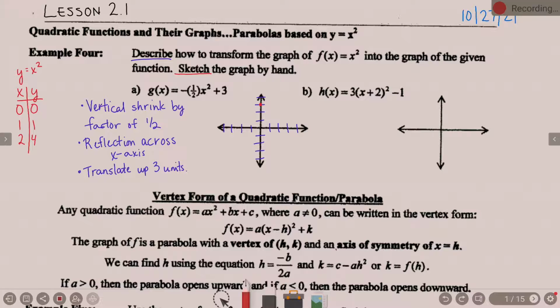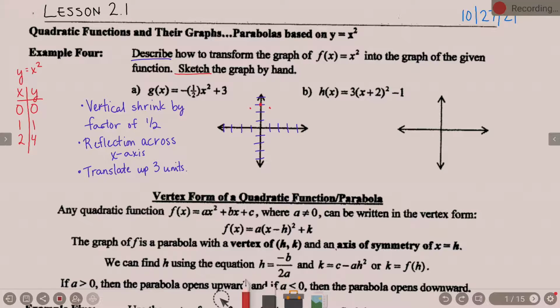If we're going to shrink it by 1/2, instead of going over 1, down 1, we're going to go over 1 what? What's half of 1? 1/2. So kind of annoying, but we're going to go over 1, down 1/2. Hard to show on this. We're going to do that on both sides. So over 1, down 1/2.